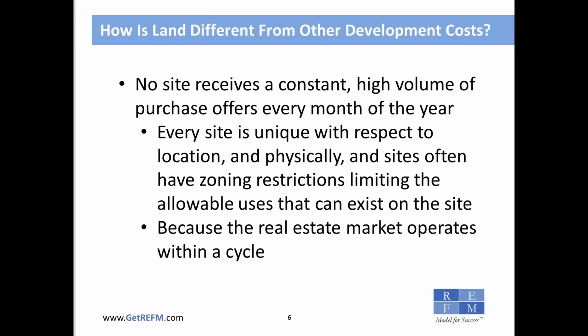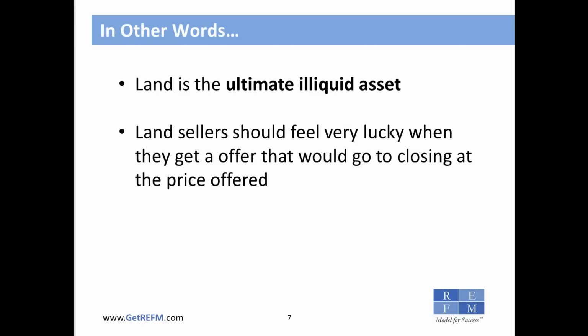Every site is entirely unique with respect to its location, geography, and the physical nature of the site. And sites often have zoning restrictions that limit the types of uses that can exist on the site, okay? And so because we operate in the real estate business within a cycle, certain property types are going to become more desirable to develop during certain years of a decade than others, and then they switch places. But really what we have with respect to a piece of land is the ultimate illiquid asset, okay?